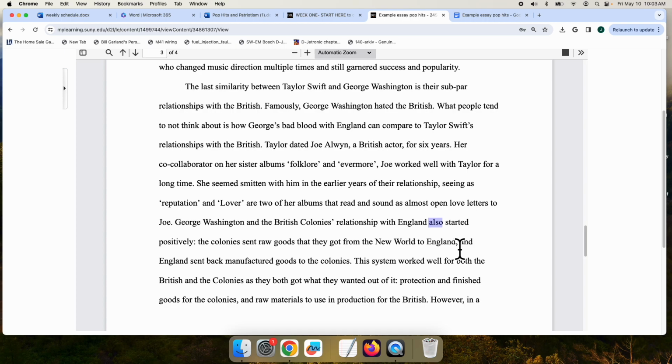Here the similarity is things started out okay and then went bad. And so she's giving us specific examples about how there was a trade relationship early on in the British colonies and back in England. And it was a decent relationship. Same thing. Taylor Swift and Joe Alwyn had a decent relationship at first, but things devolved. Let's keep going.